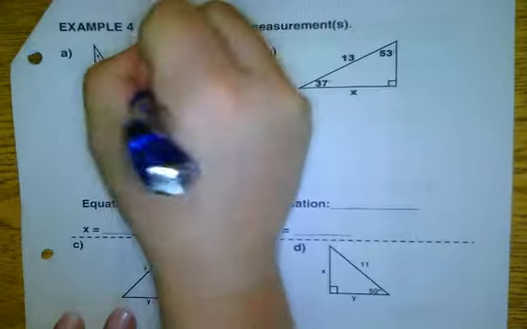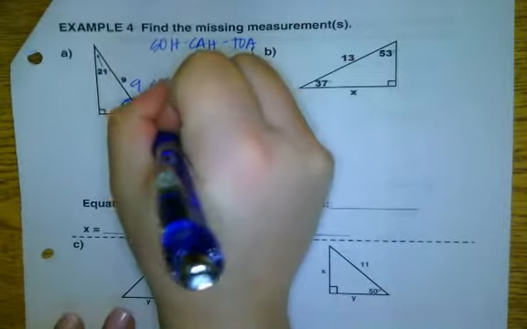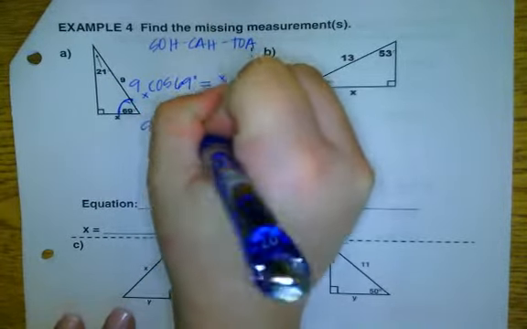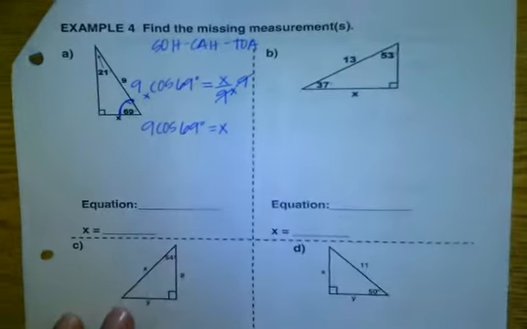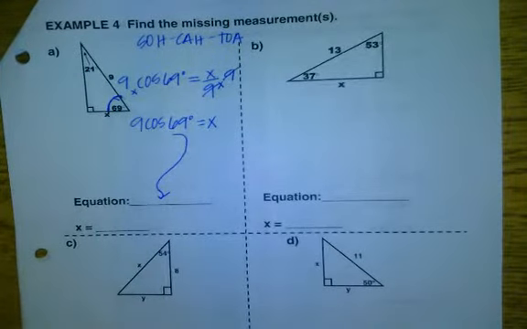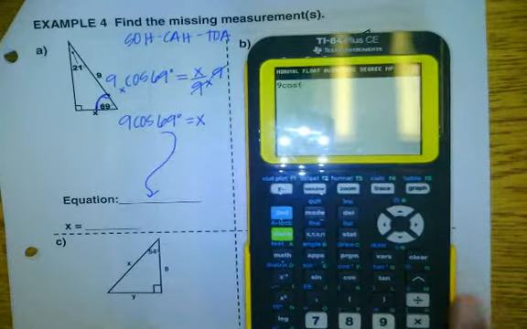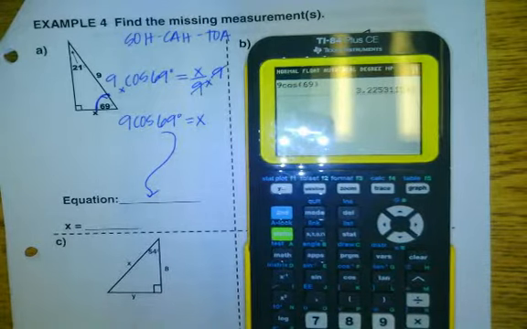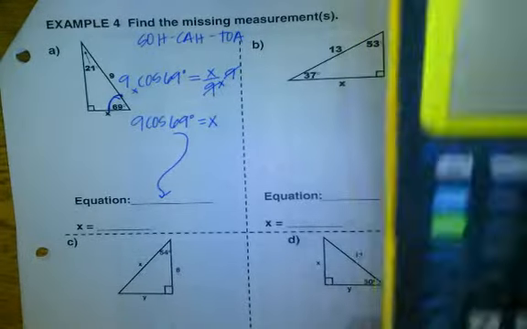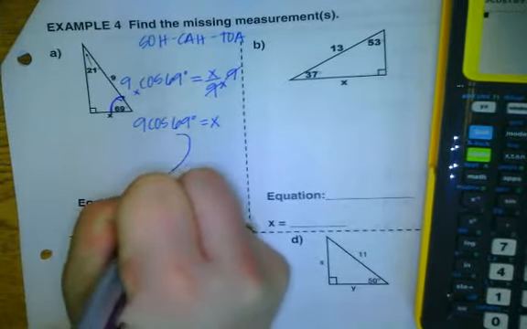Okay, so now your 9's cancel, and you have 9 cosine 69 degrees equals x. This technically should be written here. So, type that in your calculator just like that. 9 cosine 69 degrees. And what do you get? Round to the nearest hundredth. 3.23. What unit do we use, or do we just leave it? You can just leave it.